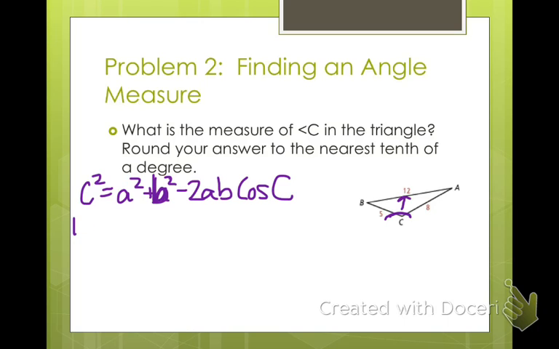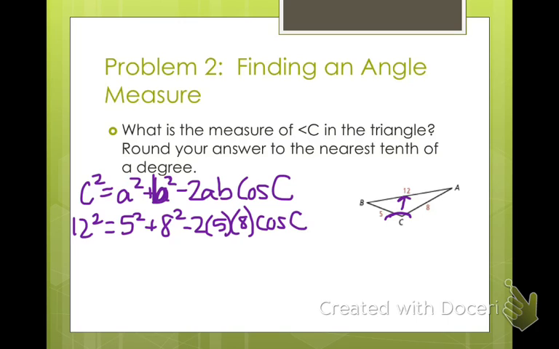So C is 12. 12 squared equals 5 squared plus 8 squared minus 2 times 5 times 8 cosine of C, since A is across from A. We don't know what C is, so we can't put in that information. Alright, so let's go ahead and simplify this.